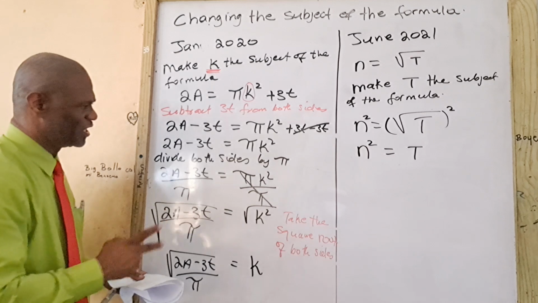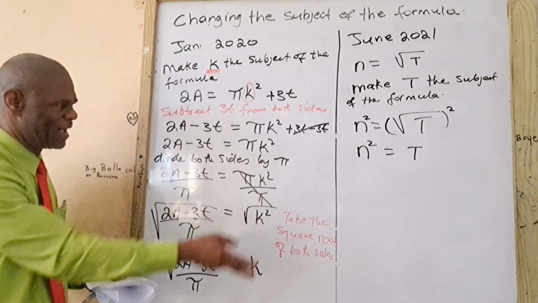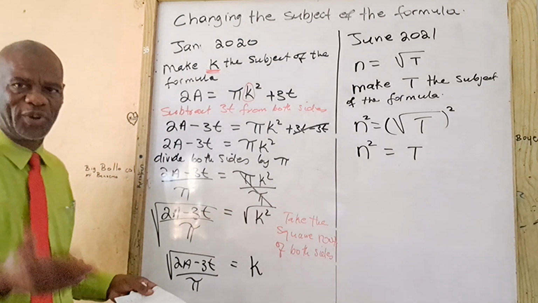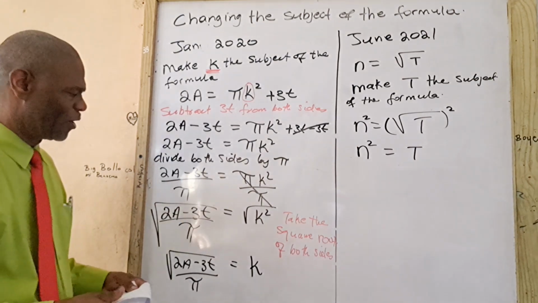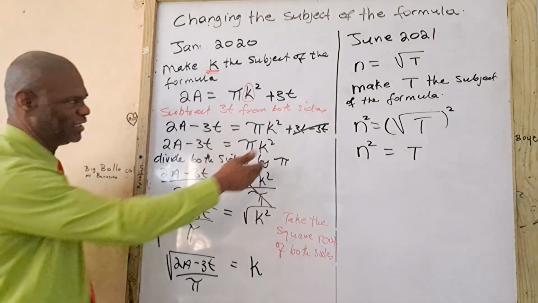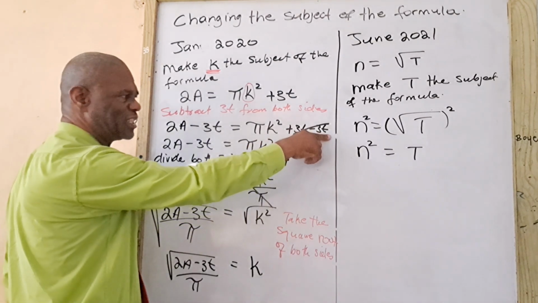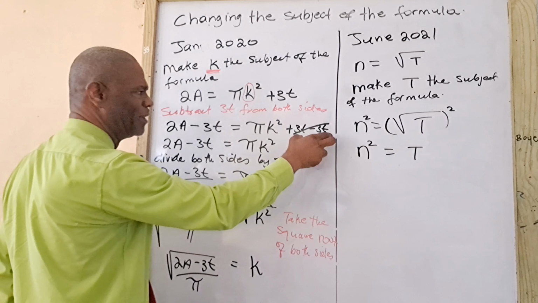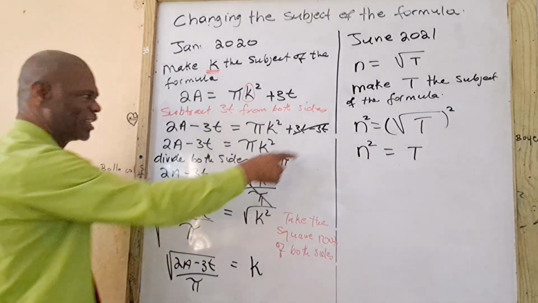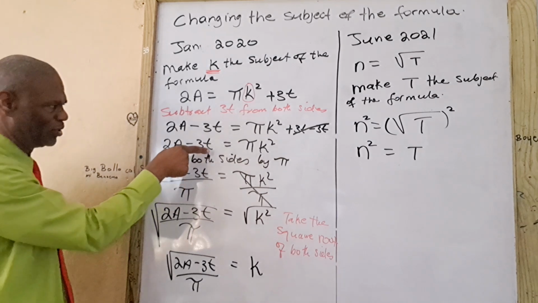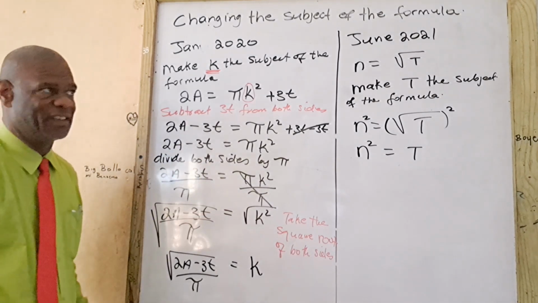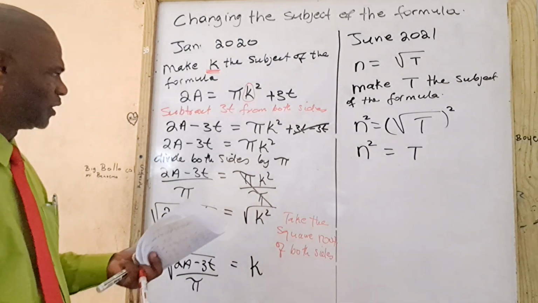Now, when you're working, you don't have to write all of that, like divide both sides by pi, subtract 3t from both sides, and so on. Also, some things you don't really have to show. Like in this case, we didn't have to show that we subtracted 3t. If you can do that mentally, you could skip that and just go straight to dividing both sides by pi. So just note that.